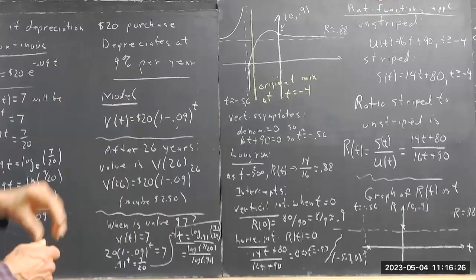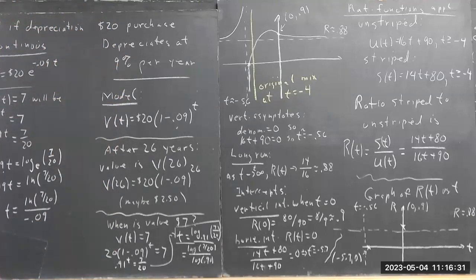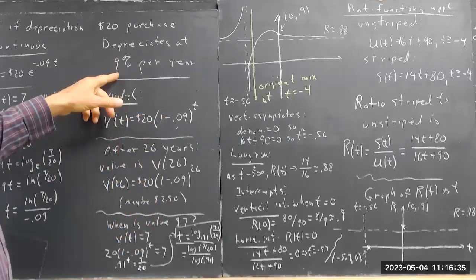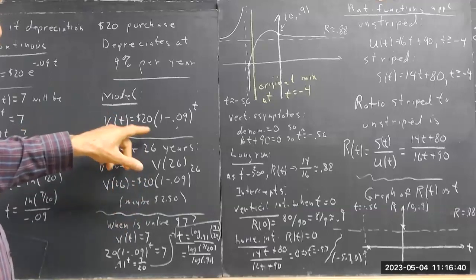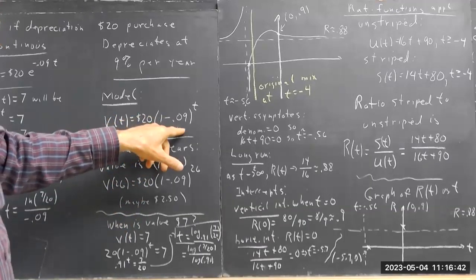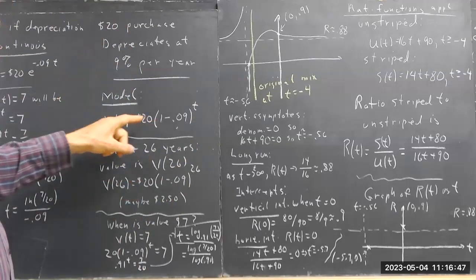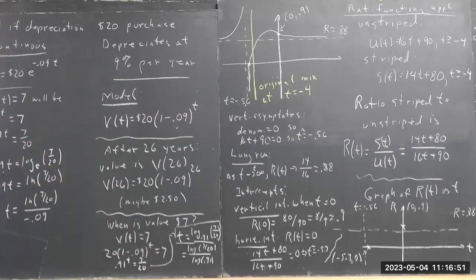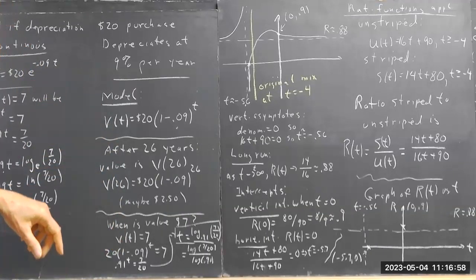You want to relate to the idea of compound interest, but now you're losing instead of gaining. If it was an investment at 9%, your model would be V(t) equals $20 times (1 plus 0.09) to the t. Depreciating, so it's $20 times (1 minus 0.09) to the t. Here's your model. This is also an exponential model, and they're similar in the way they're solved.